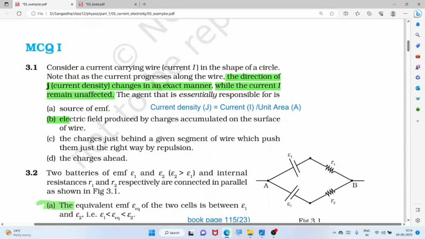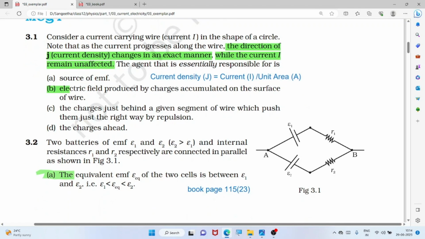Consider a current carrying wire of length L, in the shape of a circle. Note that as the current progresses along the wire, the direction of the current density, that is current per unit area, changes in an exact manner, while the current remains unaffected. Current will be the same, but current density changes depending on whether the wire is bending or not.